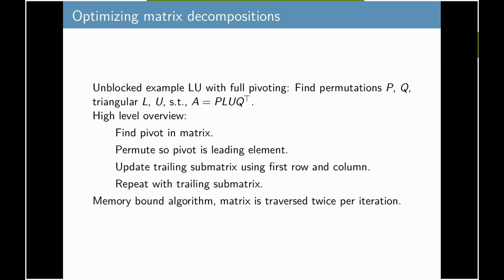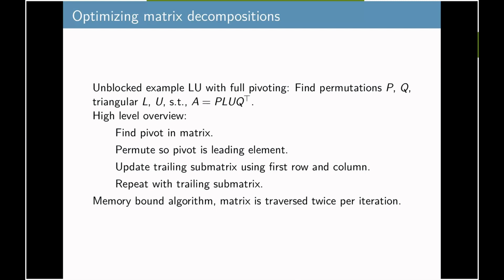The way the algorithm works at the high level is you want to find the pivot in the matrix. The pivot is simply the largest element in the matrix in absolute value. You permute the matrix so that this element is in the top left corner. You perform a rank update using the first row and column of the matrix to the trailing submatrix, and then you repeat everything with the trailing submatrix. So you move one row and column at a time. Since we only operate on one column at a time, the algorithm is memory bound since you have to access the matrix each iteration. So the number of flops is roughly equal to the number of memory accesses.